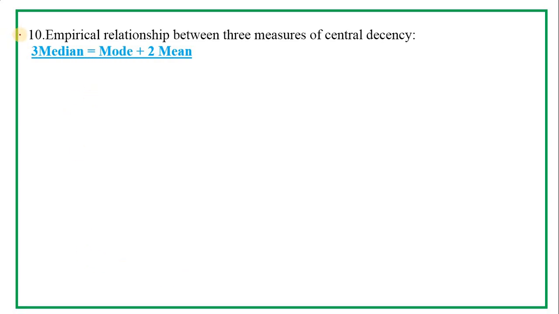So next let us see another very important formula, children. Definitely there will be a problem on this formula, otherwise they may ask this formula only. The empirical relationship between three measures of central tendency. As I already said, central tendency means mean, mode and median. Its relationship we want to write; that relationship we call the empirical formula. So that is 3 median is equal to mode plus 2 mean. These are all very important things you want to keep in your mind to solve the problems from this chapter, children. Now let us move on to the question section.